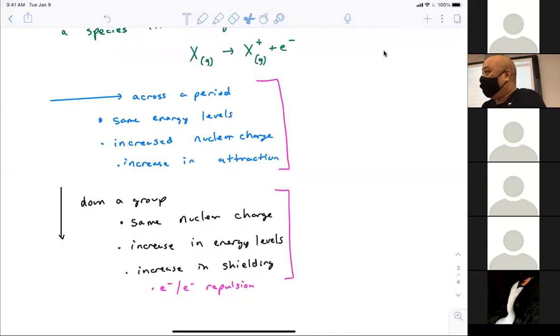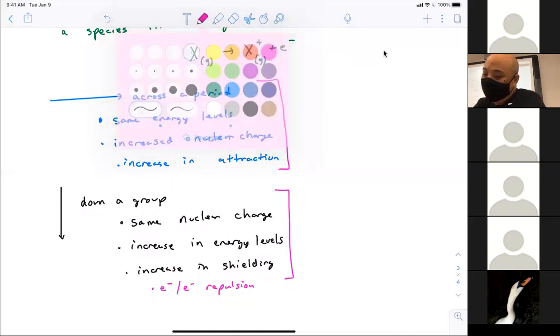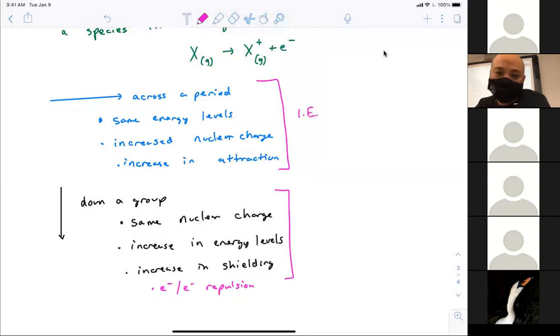Just copy and paste your notes from the last section and paste them right down here. You don't have to write it all out again because we're repeating ourselves a lot.